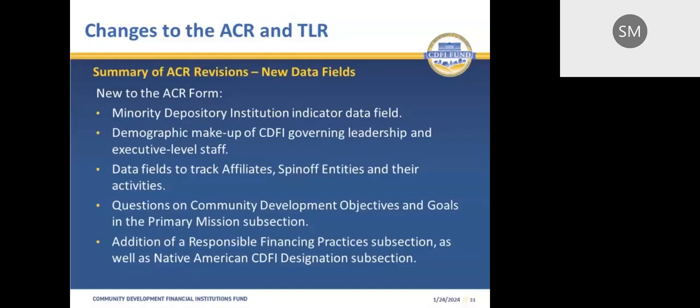Data fields have been added to clarify what activity belongs to the parent organization versus affiliates versus spin-off entities. The primary mission subsection has been expanded. And finally, there is a new responsible financing practices subsection, building off of the questions in the certification application, plus a new section for tracking a certified CDFI's designation as a Native American CDFI.